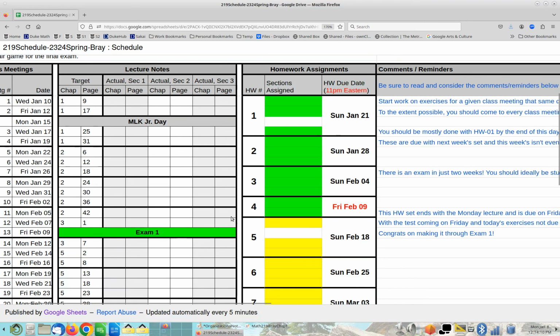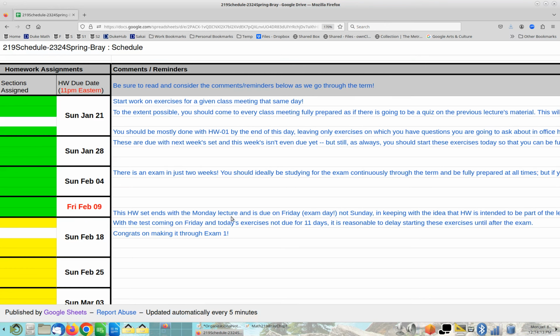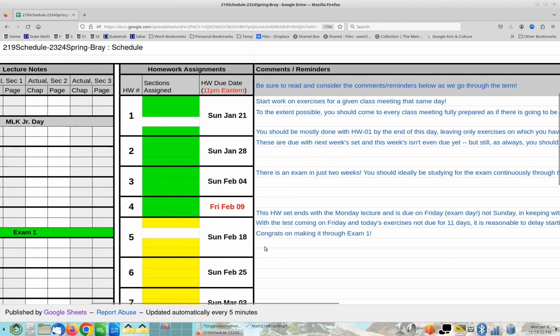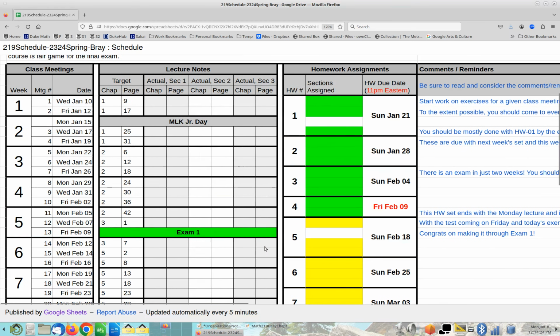Okay. Then I also have, last, I guess, thing I'll point out. There's a column section, you might say, over here on the right of comments and reminders on certain dates. I think it's worth making certain observations. So, for example, looking at this one right here on this date, which is Friday, January 26th, I think it's worth noting that there is an exam in just 2 weeks, right? So I put this comment here. There's an exam in just 2 weeks. That's just as a reminder, just to help you keep up with what you should be doing.